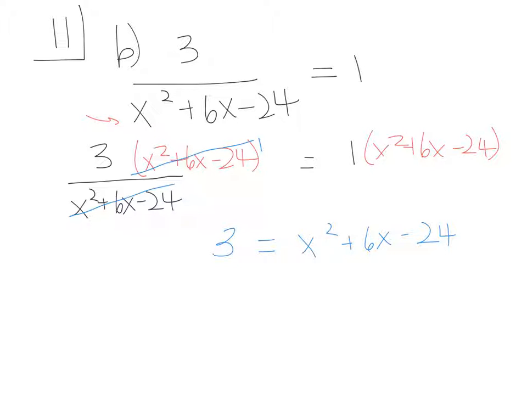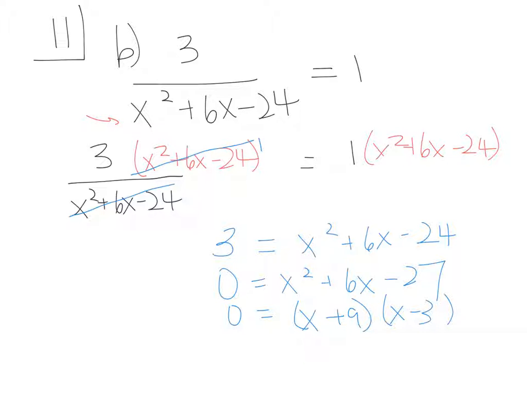Rearranging so that I can find x, I'm going to look at the quadratic and maybe factor, hopefully. So 0 equals x squared plus 6x minus 24, bring the 3 over, so minus 27. I'll need two numbers that add to 6 and multiply to negative 27. So I believe that would be x plus 9, x minus 3. Therefore, my possible answers for x are x equals negative 9 and x equals 3.